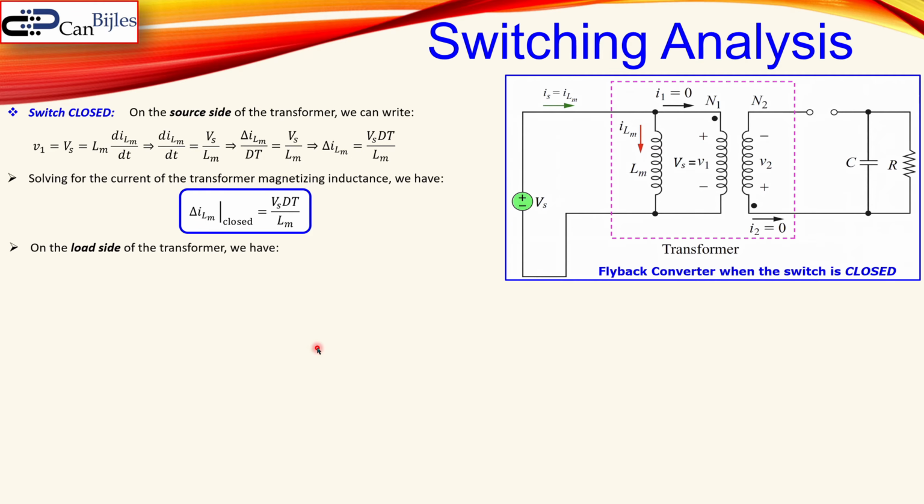On the load side, we see the following. We can see the V2 is equal to N2 over N1 times V1, because it just flipped, but of course the voltage is there, but there's no current there, so this is always valid.